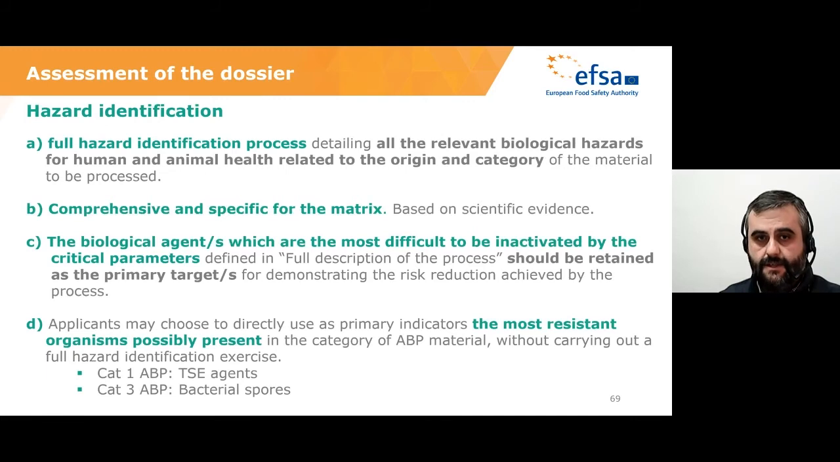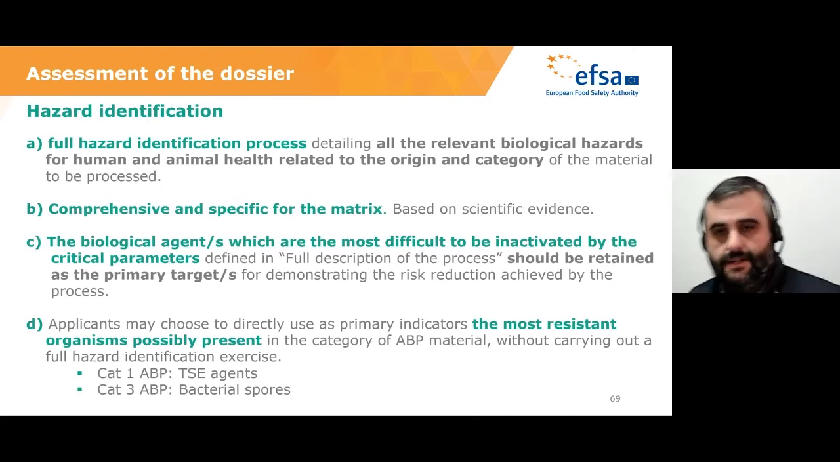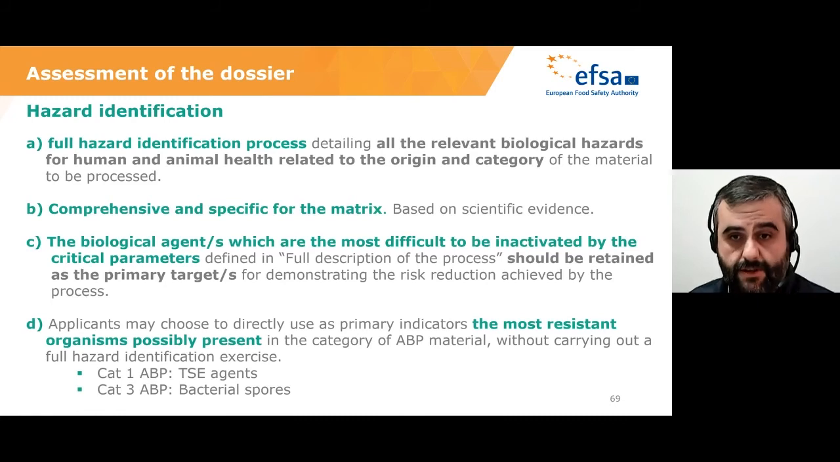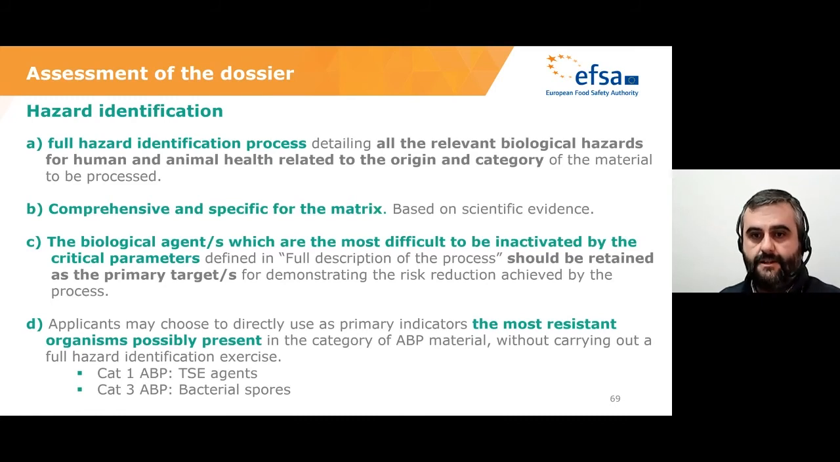So the first key part of the assessment, after those first 2 sections, is the hazard identification section. Here, what we are going to assess is whether a full hazard identification process detailing all the relevant hazards that may occur in the raw materials has been done. And we are referring to hazards both for animal health and for public health, so also for humans.